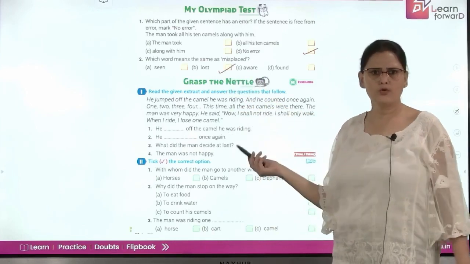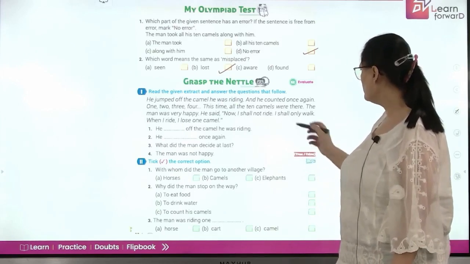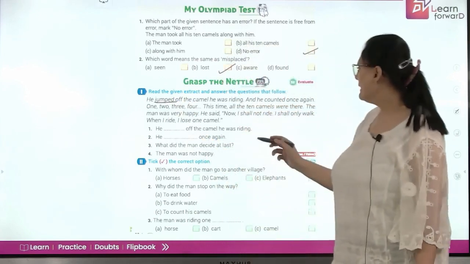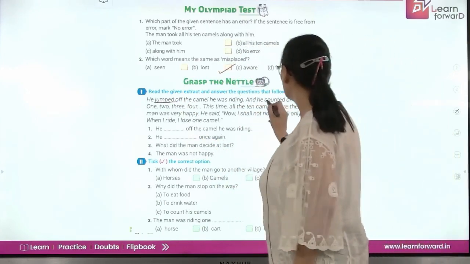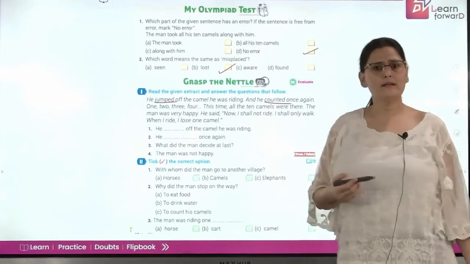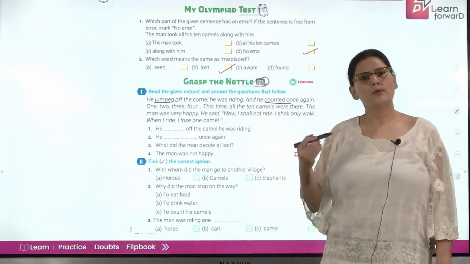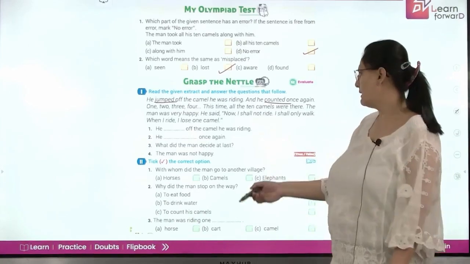Now we have the extract. Based on that, we need to answer. He dashed off the camel he was riding. He jumped off. He counted once again. What did the man decide at last? Finally, he decided that he will not sit on the camel. He will not ride the camel. He will walk because when he sits on the camel, one camel gets lost.